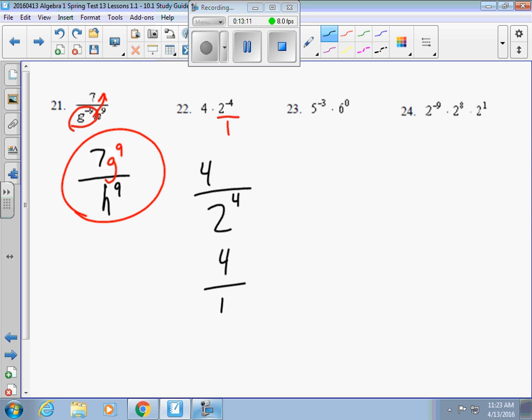4 over 16. There's one more step to do here because 4 and 16 both have a number that goes into both of them. 4 goes into itself once, and then the 16 4 times. So reduce that fraction, 1 over 4.